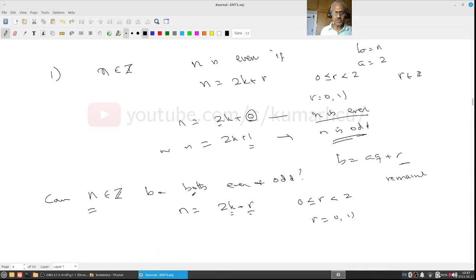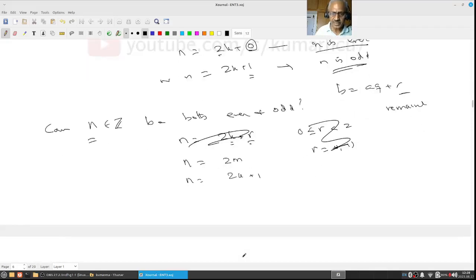Therefore if it is both even and odd, what does it mean? Then n I can write as 2m, and n I can also write as 2k plus 1. Are you following? When I say it is even, it should be of the form 2 times m. If I say n is odd, it should be 2k plus 1. You understand?